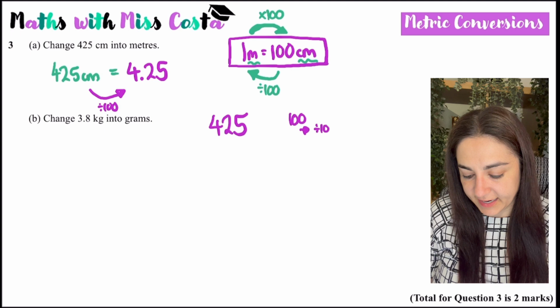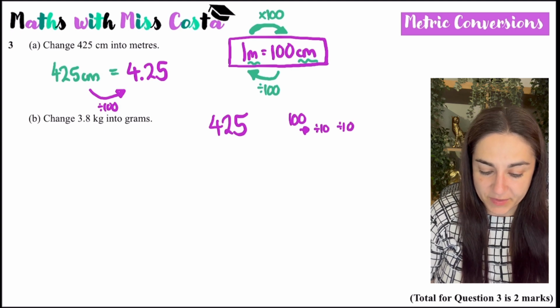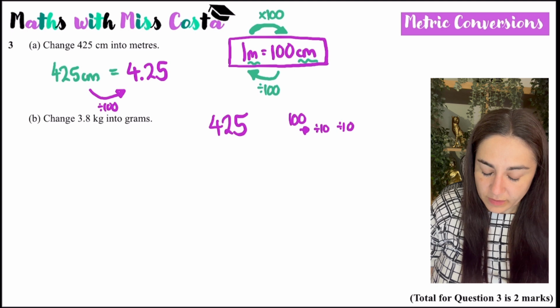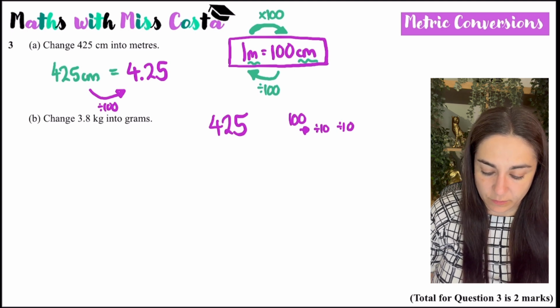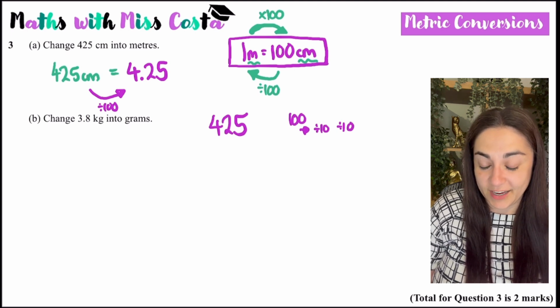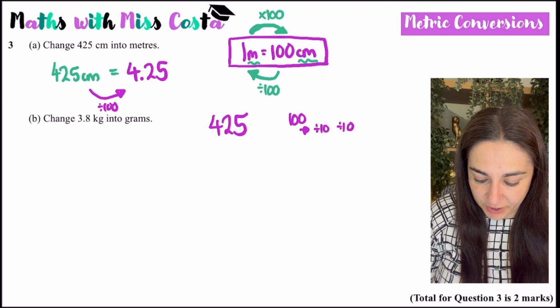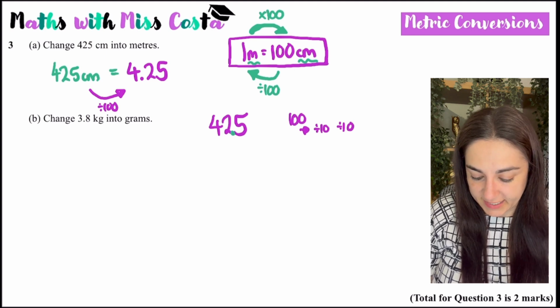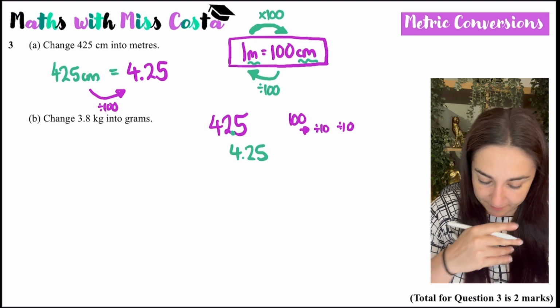If you're not confident dividing by 100 in one go, you could just start by dividing by 10 and then dividing by 10 again. When you're dividing a whole number by 10, you just move everything one place to the right. So you'd put a decimal point here, and then to divide it by 10 again, it would become 4.25. So you can do it step by step.